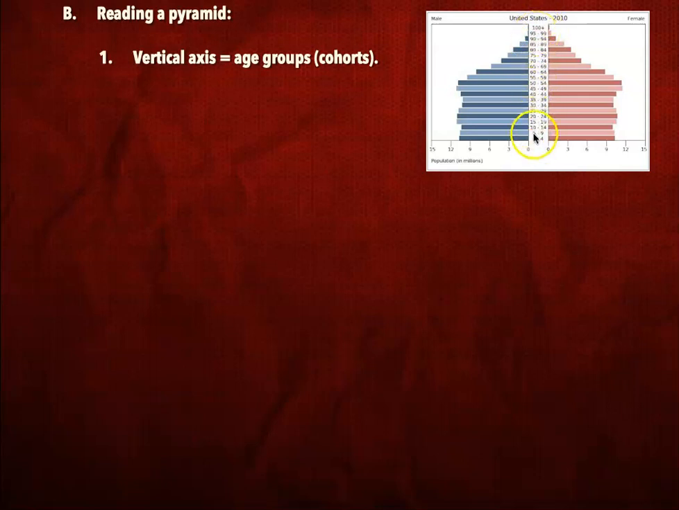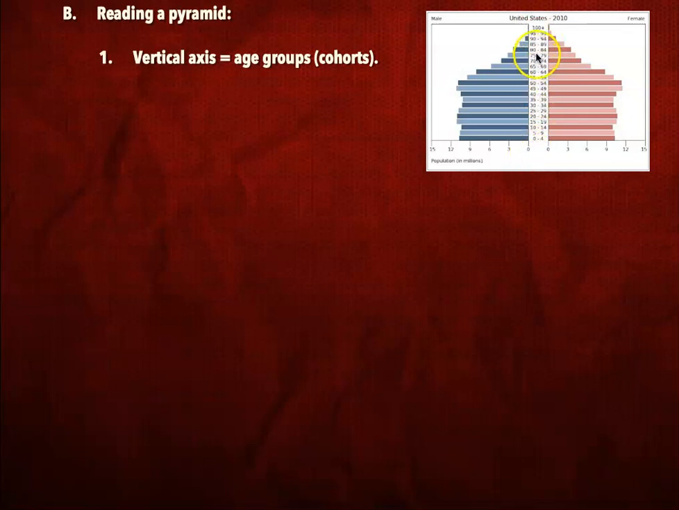This is what the reference to cohorts is. Each of these little age groups you see down here, from ages 0 to 4, 5 to 9, 10 to 14, each of those age groups that you see going up that vertical axis, each of those we call a cohort. Okay. And in population pyramids, you're always going to see some kind of a breakdown. There's not like a general consensus or rule.